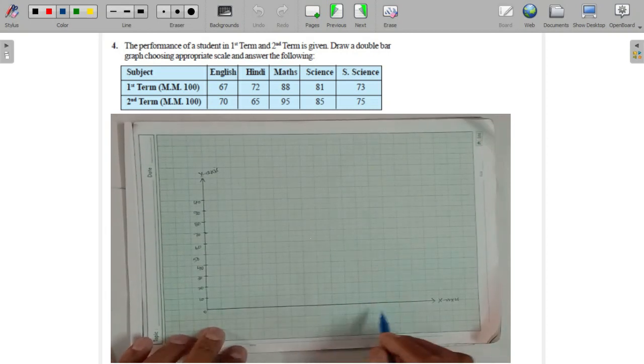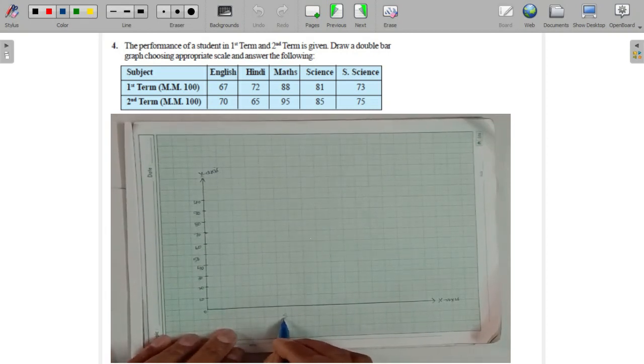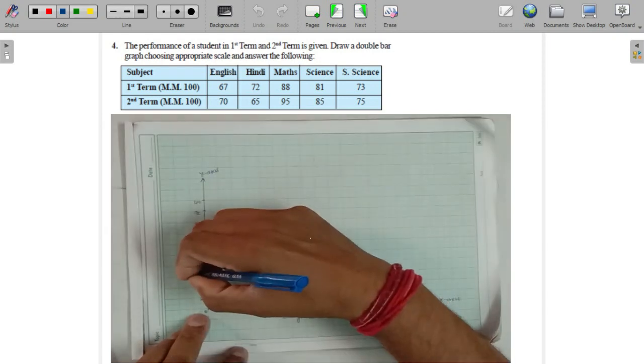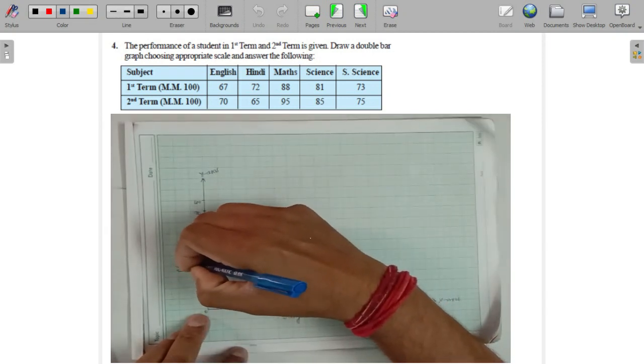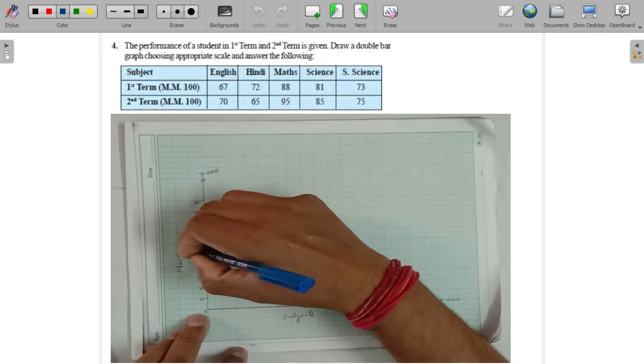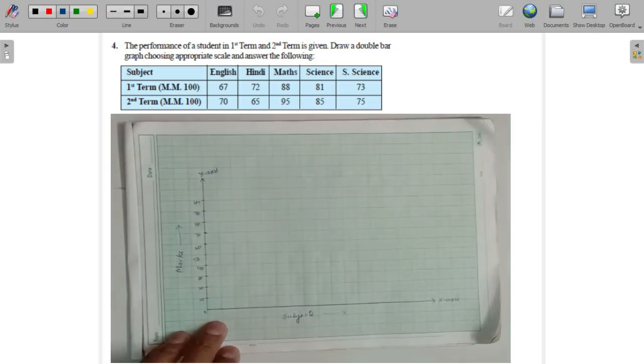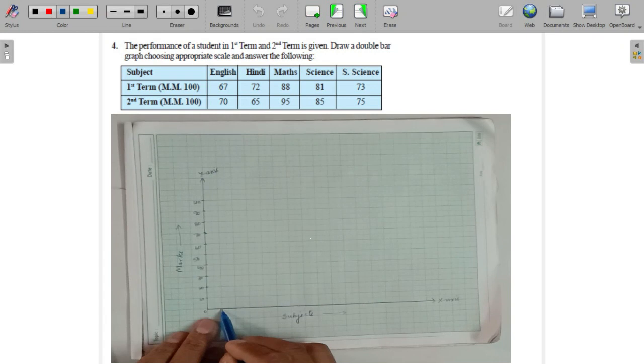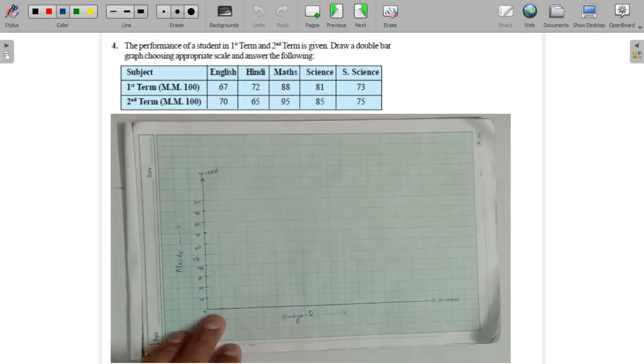And on x-axis, we represent subjects. Write down here subjects and draw an arrow. And on y-axis, we represent marks. Put an arrow. Then leave one box, and from that we start first term marks in English. It is 67. Where 67 will come?